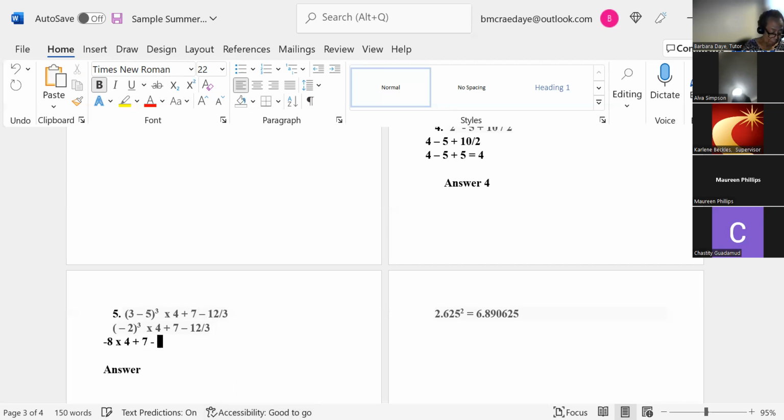4 times 7. So we've done part of it. Now keep going and then tell me your answer. Okay, so you divide now. 12 divided by 3, and that gives you what? 12 divided by 3 equals 4.